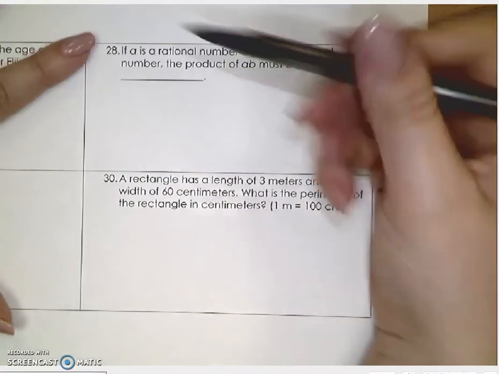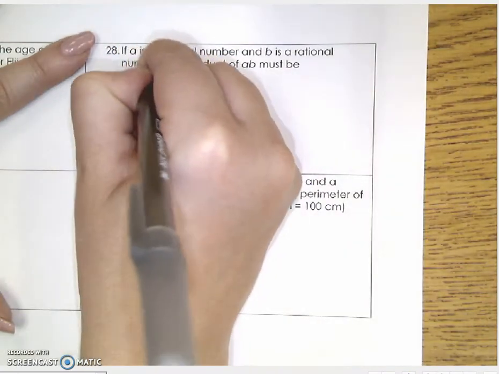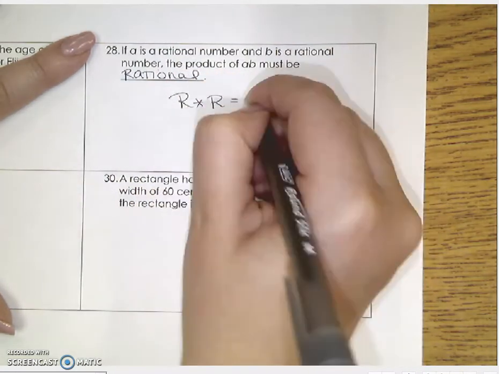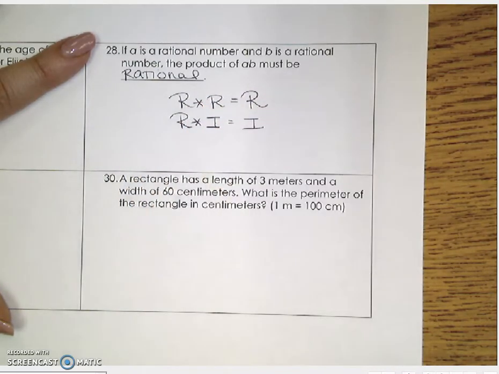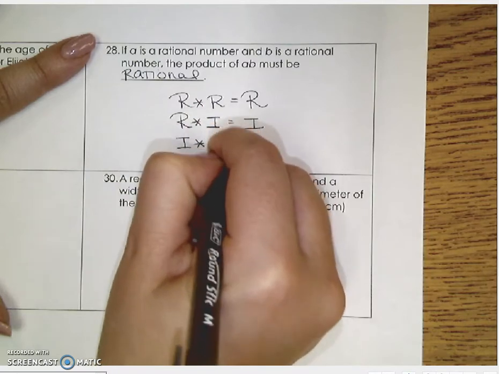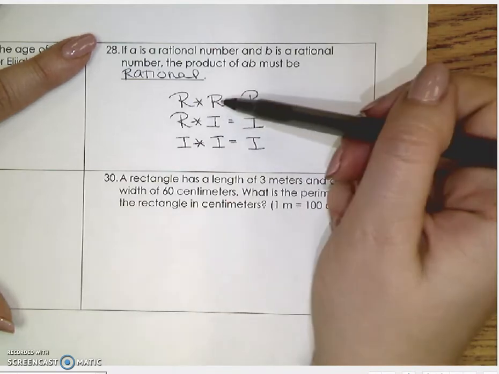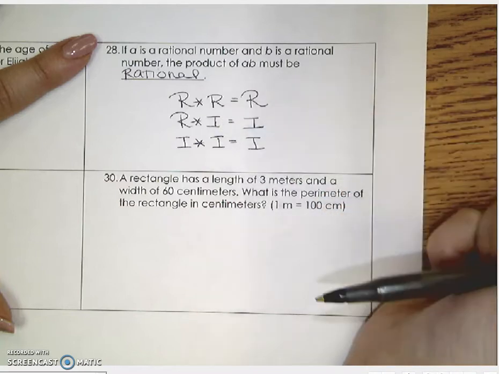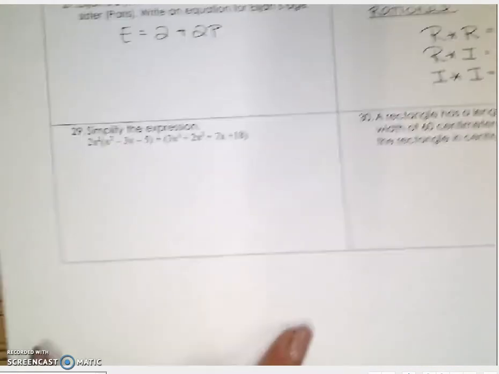Number 28. If A is rational and B is rational, the product of A and B must be rational. Just like a question we did before, a rational times a rational gives you a rational. A rational times an irrational gives you an irrational. And an irrational times an irrational also gives you an irrational. Whenever you have an irrational number, the irrational number wins. So because it's rational and rational, the correct answer is rational. Whew, a lot of rational right there.